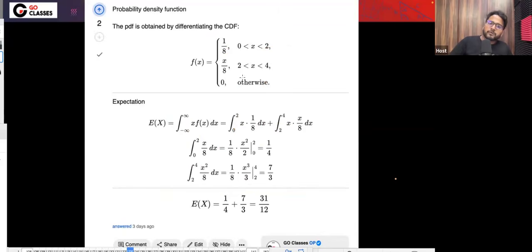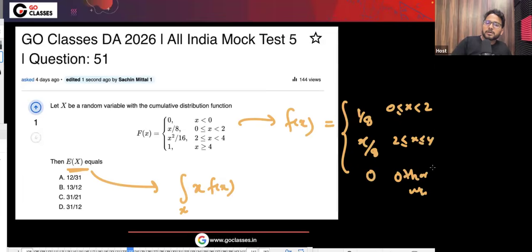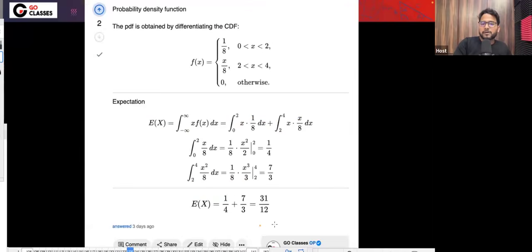By the way, we generally don't put the equality sign after the differentiation. After the differentiation, it doesn't matter because this is a continuous case, but generally we don't put it. Or maybe you can put it. Doesn't matter. So 31 divided by 12 will be the answer.